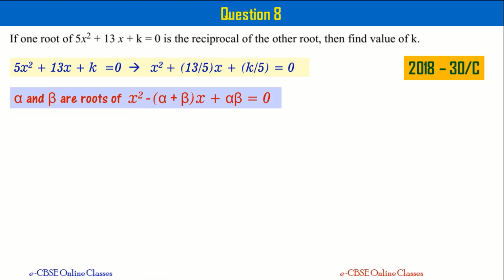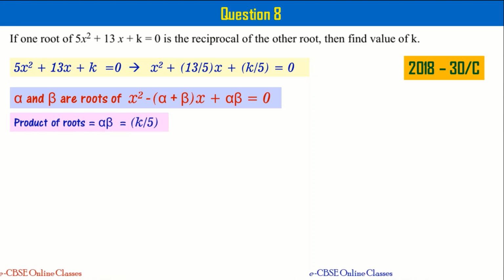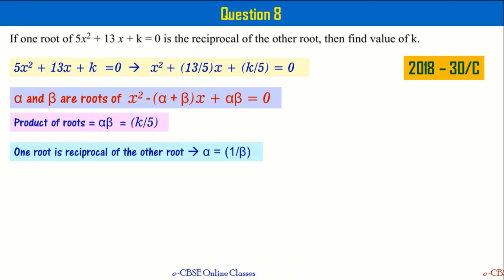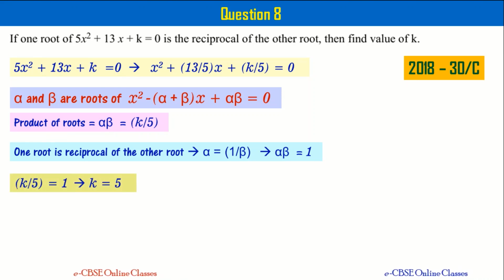We know that alpha and beta are roots of equation x square minus of alpha plus beta times x plus alpha beta equal to 0, right? Let's compare the products here. Product of roots alpha beta is going to be equal to k by 5, right? And in the problem statement, it is given that one root is reciprocal of the other root. It means alpha equal to 1 by beta. So I can say that alpha beta equal to 1, right? In the earlier statement, we said that alpha beta equal to k by 5. It means k by 5 equal to 1. So k equal to 5 is the solution.